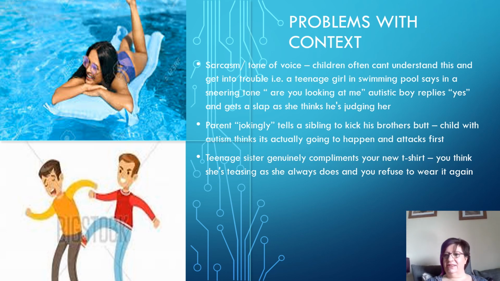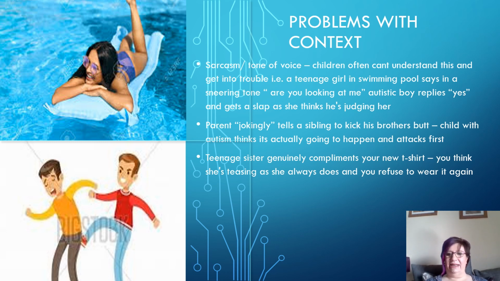Or when we're saying things jokingly, having a bit of fun, having a bit of banter, that can be difficult for some kids to read. So the example is that a parent jokingly tells a sibling to kick his brother's butt. That kid's not actually going to do that. You're just having a joke, you're just having a bit of fun. But the child with autism thinks that that's really going to happen, and then feels quite defensive and goes on the attack first. I've known that happen within school playgrounds where children have misread the context and the way that things have been said.